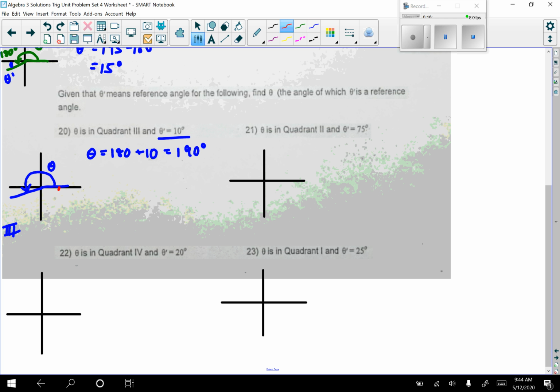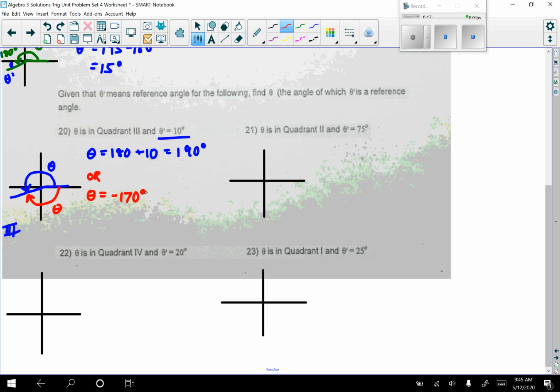I could also figure out a negative angle measure. So this could also be theta. Now this means I'm going in the opposite direction. I'm 10 degrees shy of 180. So theta could equal, just being shy of 180 degrees, negative 170.